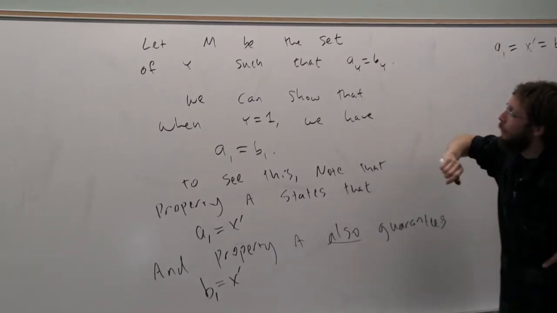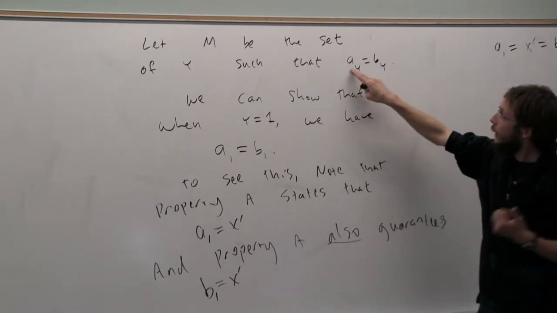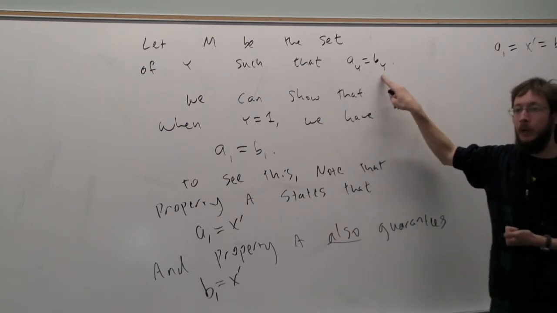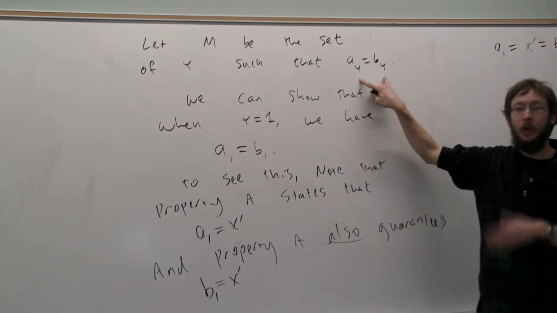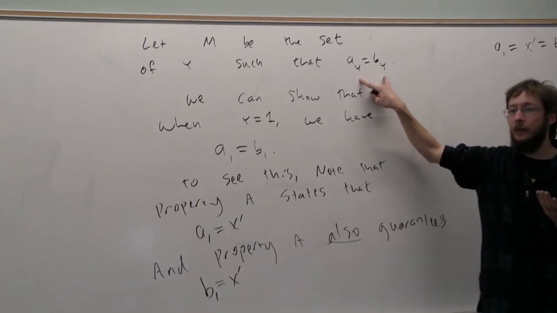Okay, so what have we done? We said let's let AY be one type of addition, BY be another type of addition. We said let M be the set where they agree. For all we know, maybe there's nothing else, right?